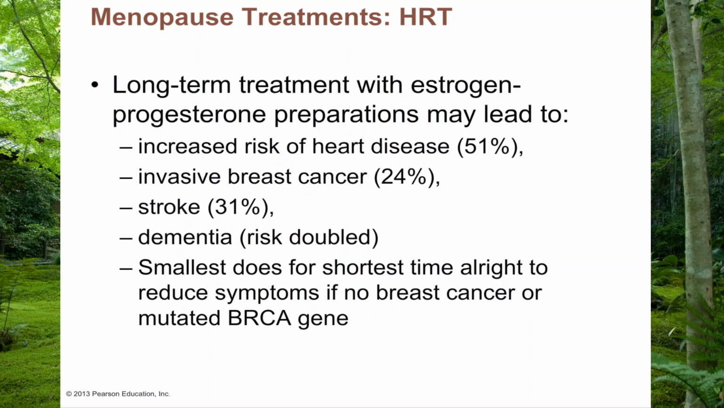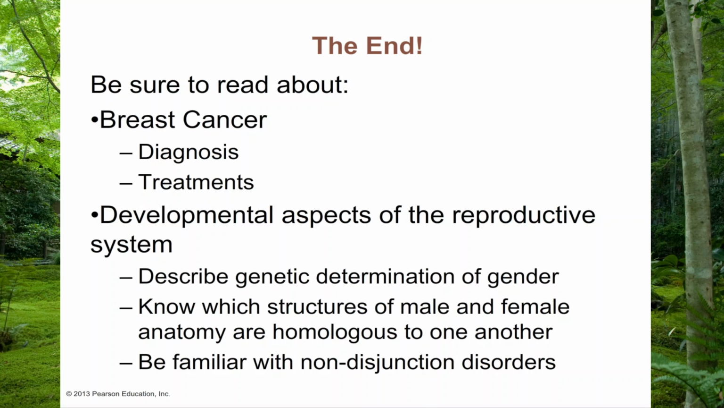Okay, you've now reached the end of the lecture on the female reproductive system. Now, we didn't get a chance to cover all the topics in today's lecture, so please be sure to read about breast cancer, including treatments and diagnosis, and also be sure to read the end part of the chapter that deals with developmental aspects of the reproductive system. So after reading that section, you should be able to describe the genetic basis for sex determination. You should be able to tell me which structures in the male reproductive tract are homologous to which structures in the female reproductive tract, and you should also be familiar with the different disorders that can happen as a result of non-disjunction during meiosis.